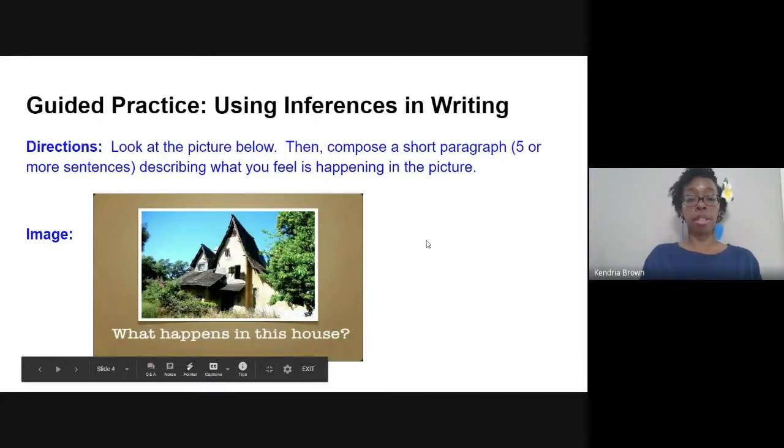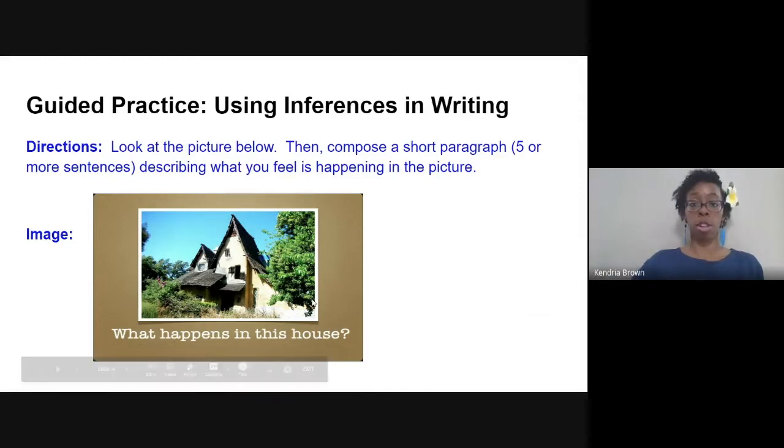All right, so we're going to practice. First, I'll give you this picture. The caption says, "What happens in this house?" You're going to answer that question and make inferences about what you think is going on in that house. This will lead to the story that you'll write later on during our lesson. The paragraph should be about 5 or more sentences, and make sure you show how you feel about what's happening in the house. Put some emotion into this lesson. If I were you, I'd pause the video here, take about 5 minutes to jot down my answer in my notebook, and then resume the video when you're done.